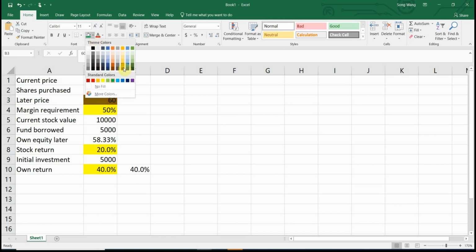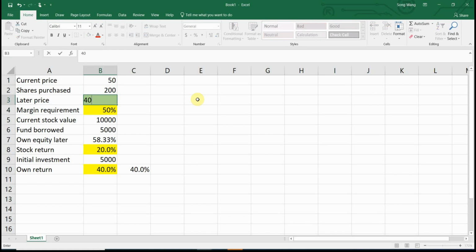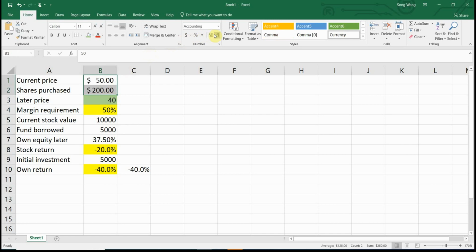Let me change to a lighter color. All right, so what about if the stock price drops? The current price is $50, and what about if it drops to 40? All right, so when the stock price drops to 40, of course, the current stock value is still $10,000. That's depending on the current price and the number of shares you purchased.